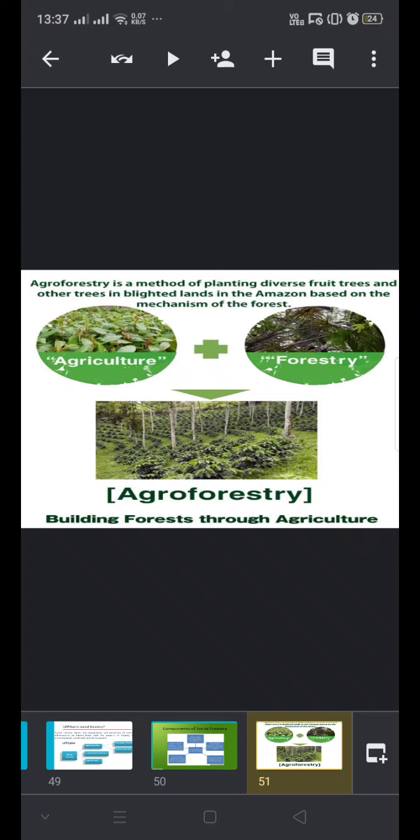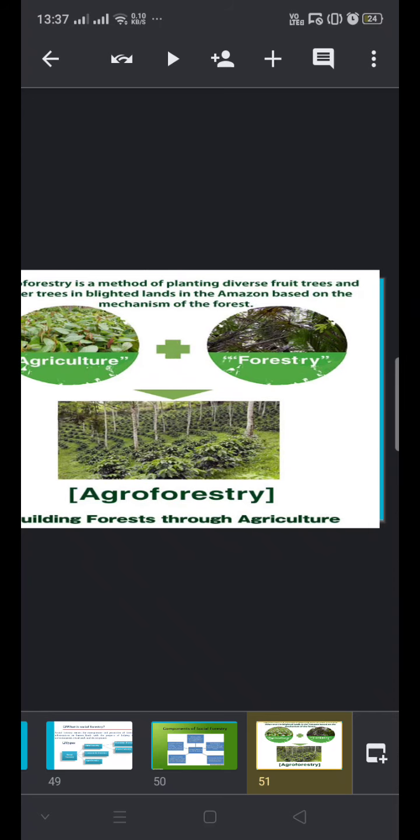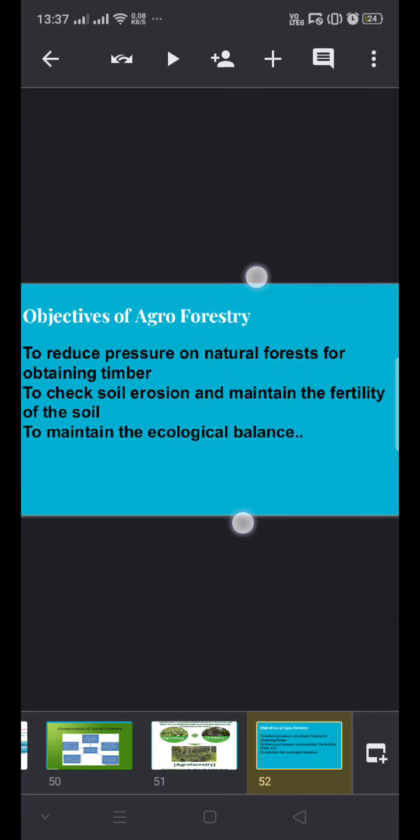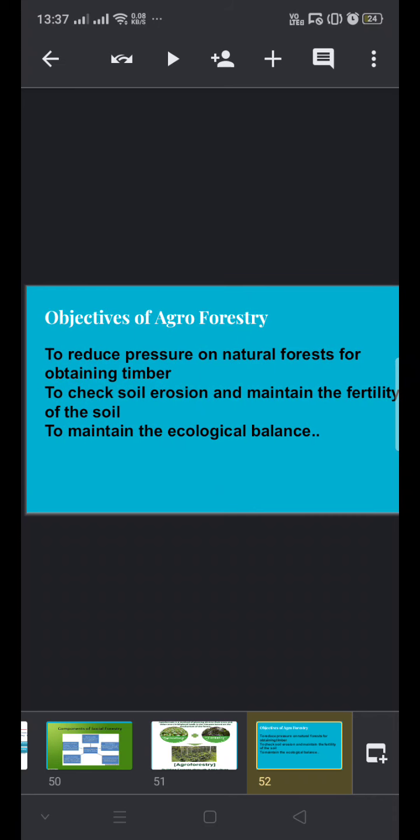So apart from the general crops which are grown, that is called agroforestry. Now objectives of agroforestry are to reduce the pressure on natural forests for obtaining timber, to check soil erosion and maintain the fertility of the soil, and to maintain the ecological balance.